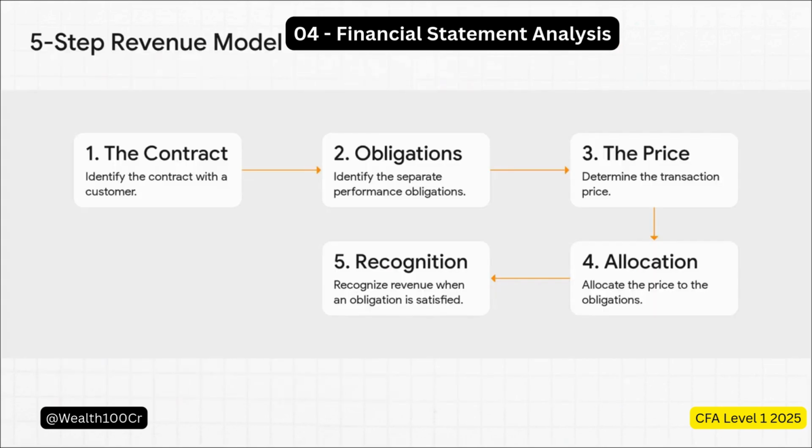So, to make that principle happen, accountants follow this awesome 5-step model. Think of it as a logical path. First, you make sure you have a real contract. Then, you figure out exactly what you promised to do. We call those performance obligations. Next, you figure out the price. Then, you split that price up among all your different promises. And finally, this is the magic moment. You recognize the revenue as you actually do the work or deliver the goods.